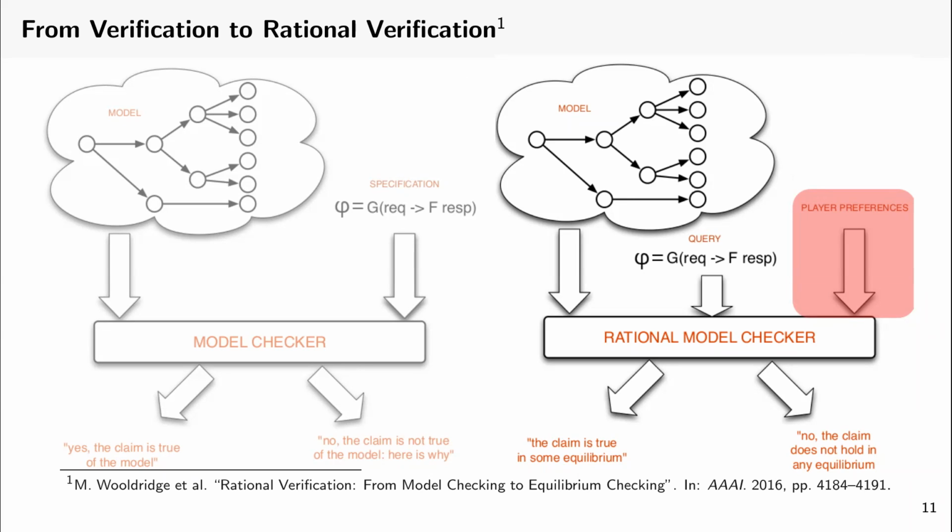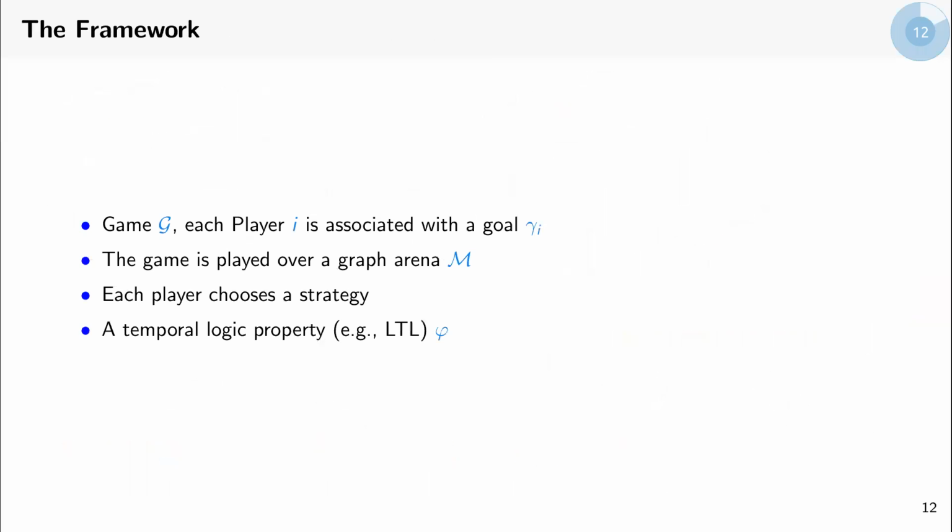Right, so the framework will be a game, and each player we associate with some goal, gamma, let's say. The game is played over some graph arena. In this game, each player will choose some strategy in order to achieve their goal. We also have a temporal logic property, for instance, an LTL formula phi, that we want to check within the game.